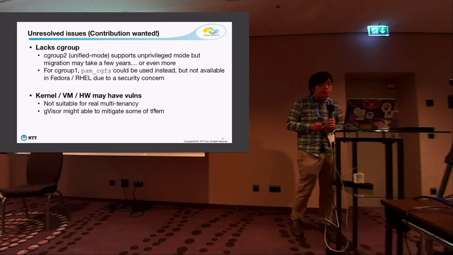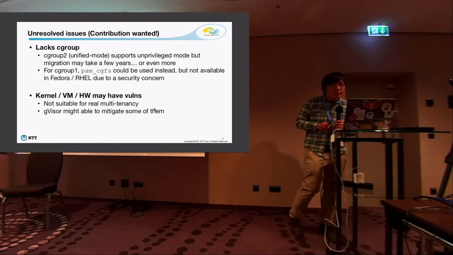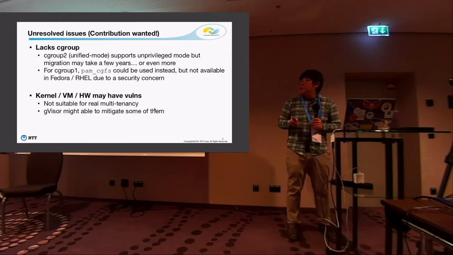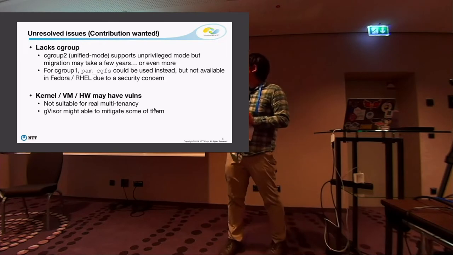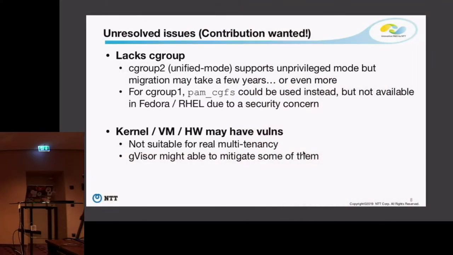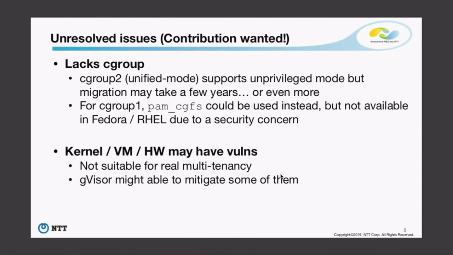And rootless is still weak against kernel vulnerabilities, or VM vulnerabilities, or hardware vulnerabilities. So I think rootless is still not suitable for real multi-tenancy where you can't trust other users. But probably we could use gVisor, which is Google's user mode implementation of the Linux kernel. So we can use gVisor for mitigating some of these kernel, VM, and hardware vulnerabilities.